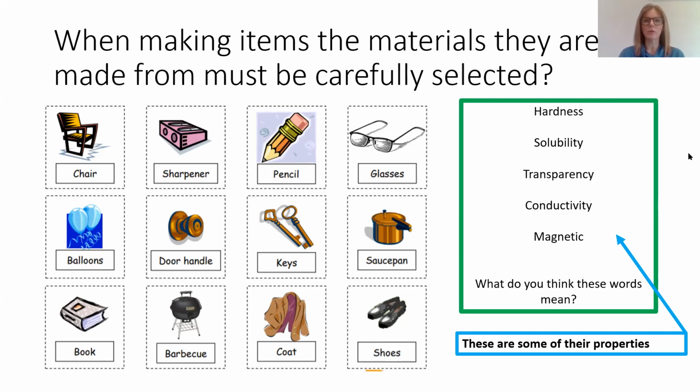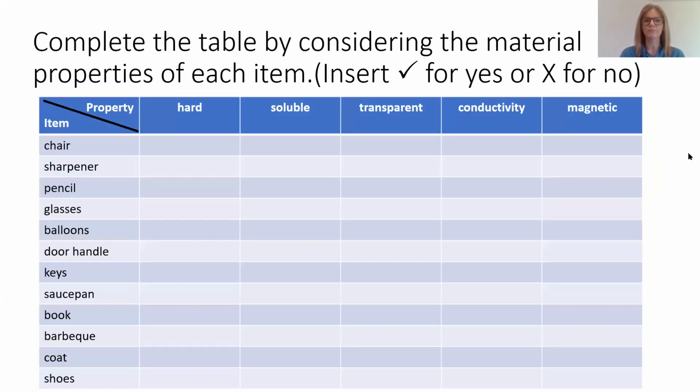Now I'm going to skip very quickly past the next slide because if you're not sure what those words mean, there is a definition on the next slide, but see if you can work them out for yourself first. Once you've done that, there is a table, so you can draw this table and then think about the materials, think about the material properties of each item.